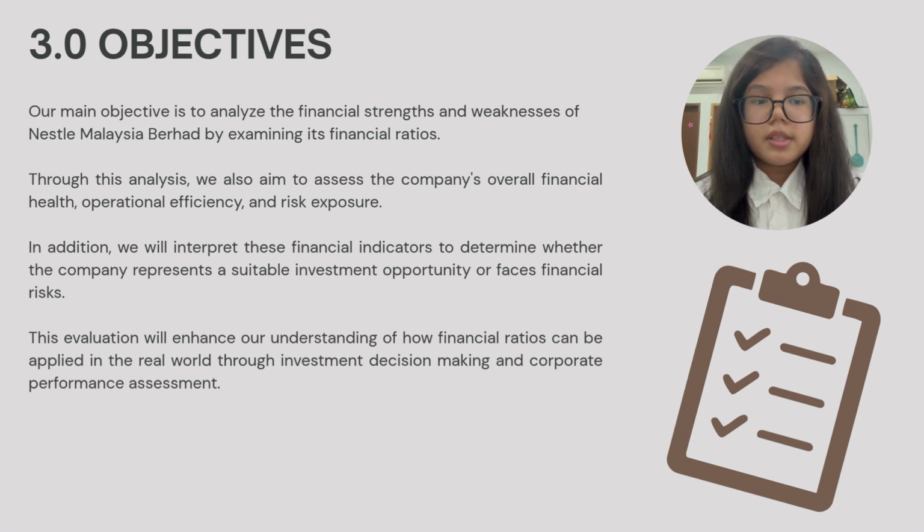First, we aim to assess the company's overall financial health by examining various financial indicators obtained from its financial statements. Secondly, we will evaluate the company's operational efficiency to determine how effectively it manages its resources and assets to generate revenue. Thirdly, we will analyze the company's level of financial risk by studying its leverage and debt position. This will allow us to understand the extent of risk associated with the company's financial structure.